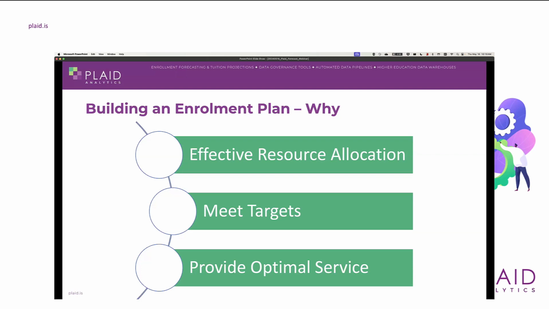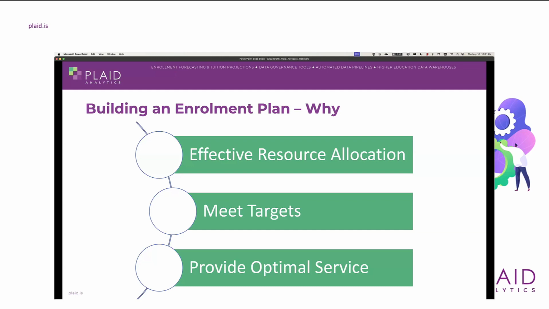Enrollment plans also matter for meeting targets, and there's a variety of different kinds of targets. They could be provincial or state level targets to say, we provide you with this amount of funding, and therefore you need to deliver at least this many seats in particular areas. They could be very targeted funding. So it could be, we will give you enough funding to run 22 seats in nursing. And you see this particularly in health disciplines and certain technology disciplines that are highly targeted.